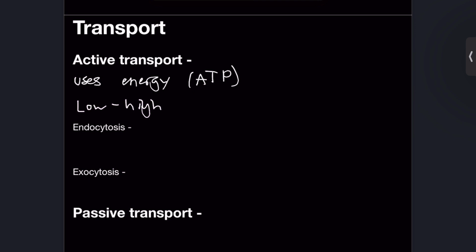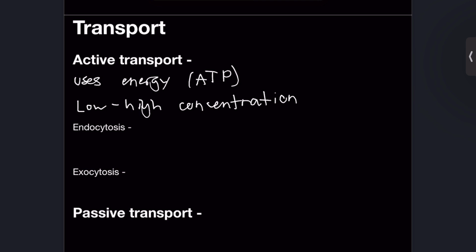This means that, let's say there's a lot of a specific substance inside the cell and a little bit outside of it. If you want to get more substance into the cell, you would need active transport to push it against the gradient, against where it would normally want to go. And to do that, you need to use ATP, or energy. Now, here we just quickly have the two different types of ways molecules can move.